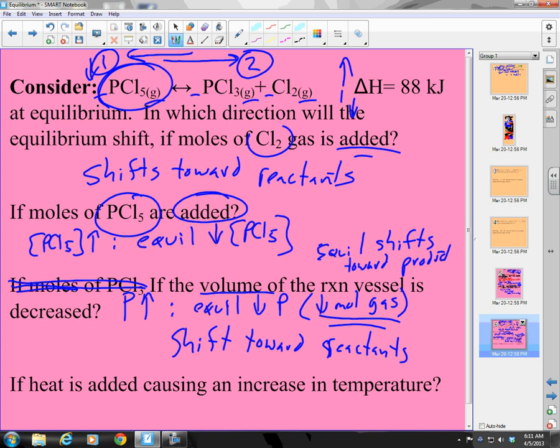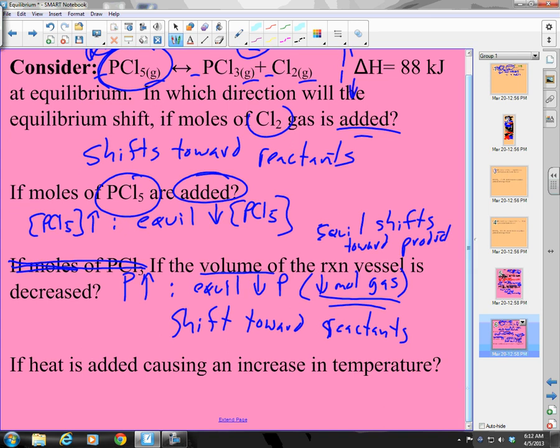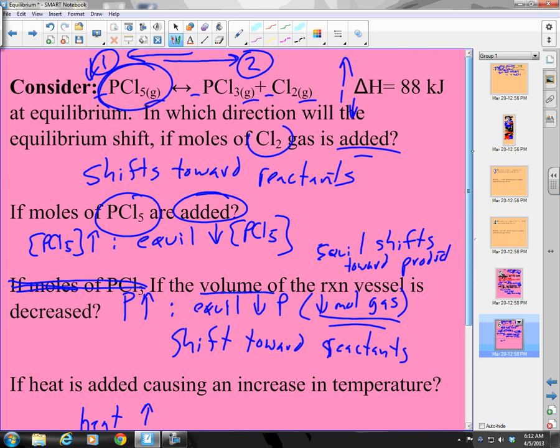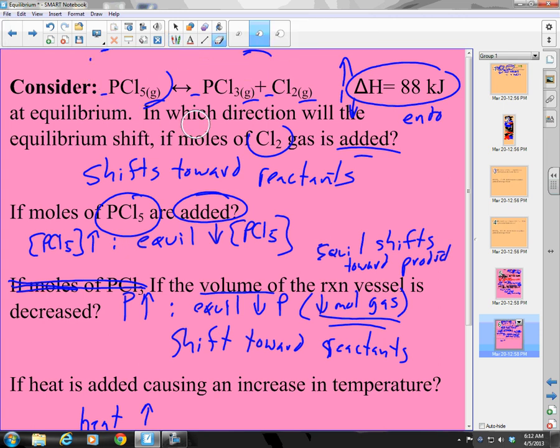And finally, here we go, the last one. If heat is added, okay, I'm going to add heat. So heat increases. What must I know? I must know whether this is exothermic or endothermic. I look at this. It's a positive number. That means it is endothermic. Endothermic means what? Heat is a reactant. So heat is over here. So heat plus PCl5 yields PCl3 plus Cl2.